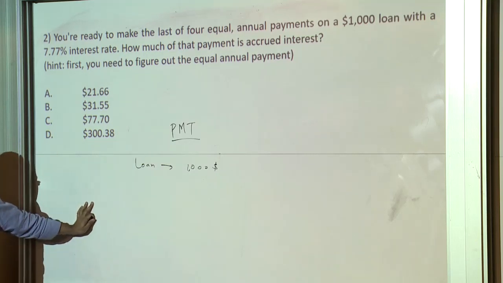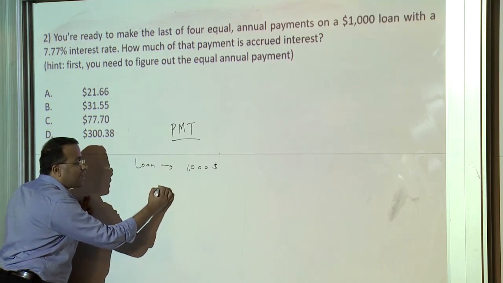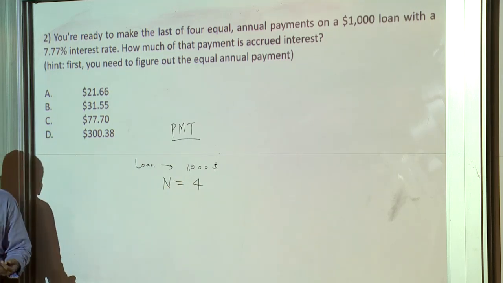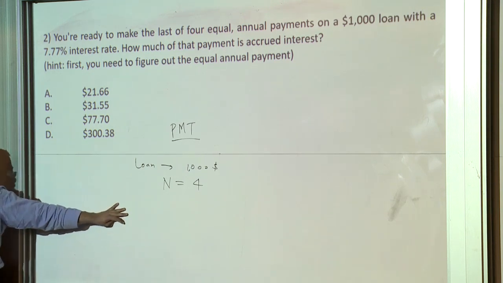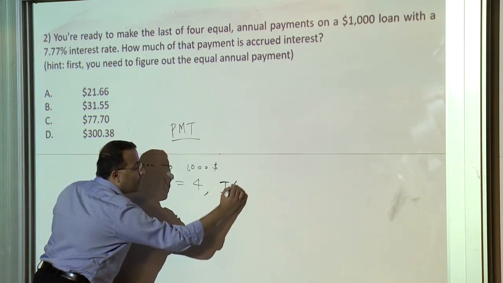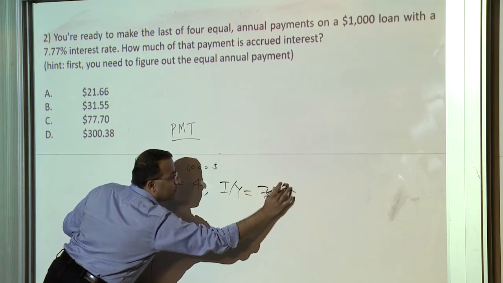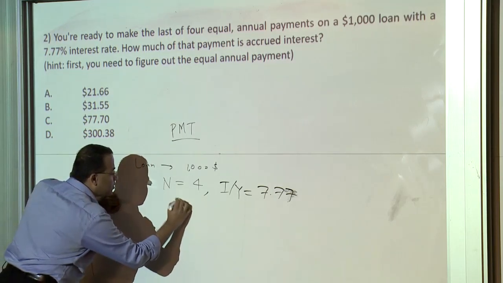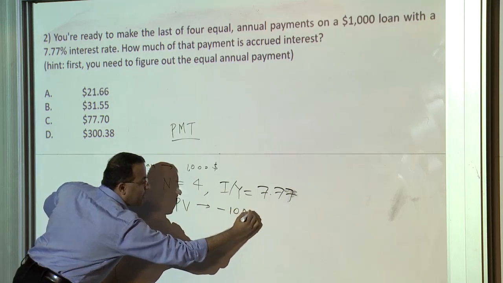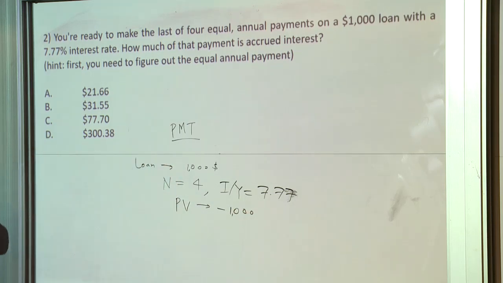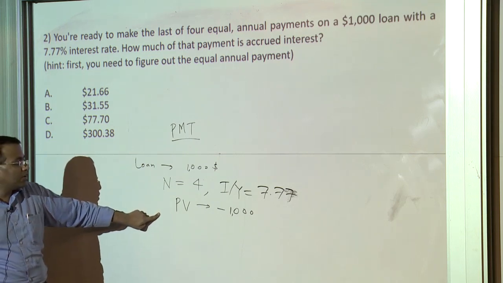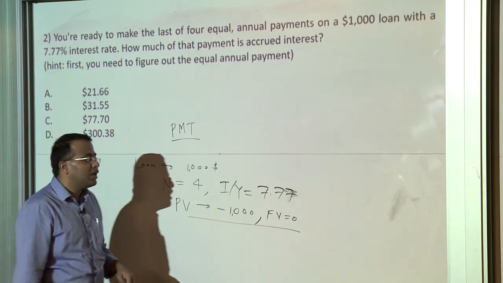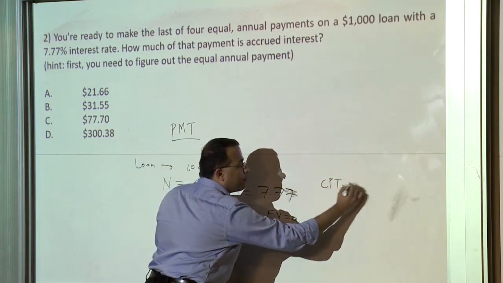Okay, so the PMT for this loan is going to be such that you have n equal to 4. You have 4 periods, 4 annual payments are going on. You pay over 4 years, so n is equal to 4. Okay, then you have I/Y, which is 7.77. Okay, and then you have a loan amount, which is the PV, and again I'm going to use the minus sign here because I want my answer to be a positive number. So this is a loan amount of $1,000. You have an FV of 0, and with these 4 data points you go ahead and compute the PMT.